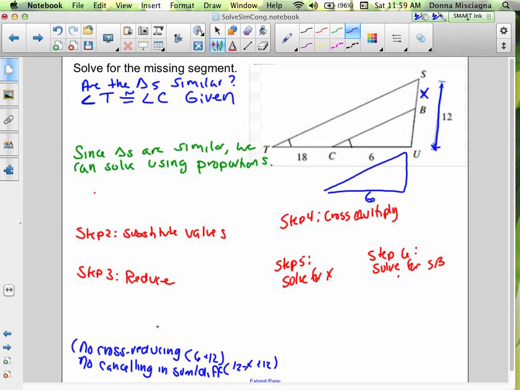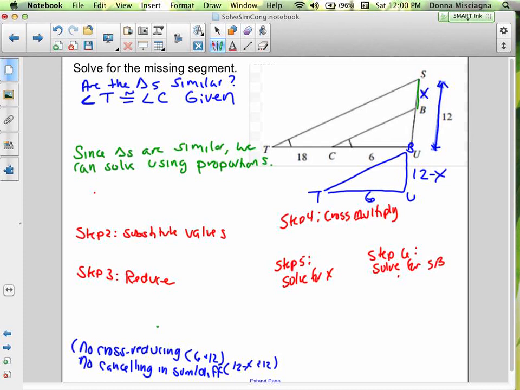If I subtract out the x, this part here, I'm going to have what's left over: the side of the triangle, which is BU, and that is 12 minus x. I may as well label that. So that piece is 12 minus x. I thought I'd label the triangles since I have to draw them out anyway. We have the larger triangle STU and the smaller triangle BUC.